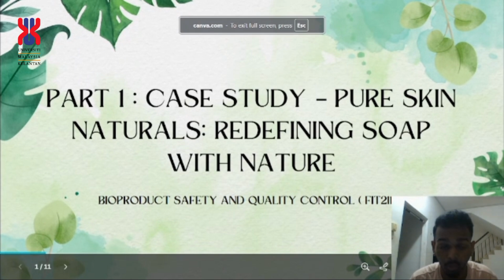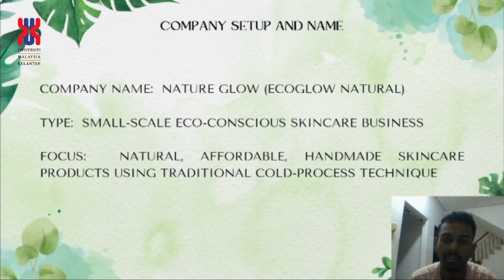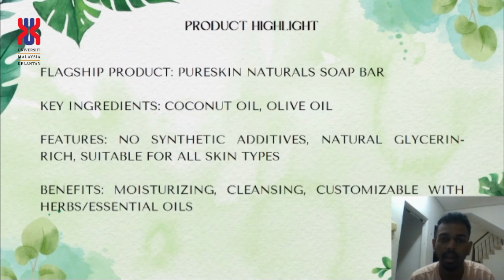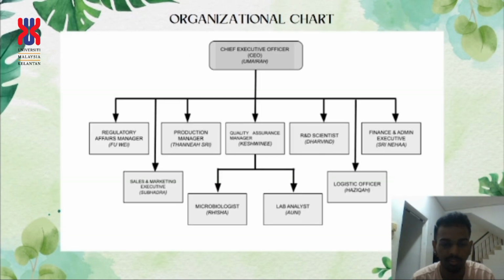I'll be presenting on our case study, which is based on our product, Pure Skin Naturals, Redefining Soap in Nature. This is our company's setup and name. Our company name is Nature Glow Naturals. And this is our product highlight. Our flagship product is the Pure Skin Natural Soap Bar, and key ingredients contain coconut oil and olive oil. This is the structure of the organization, and this is the organizational chart.